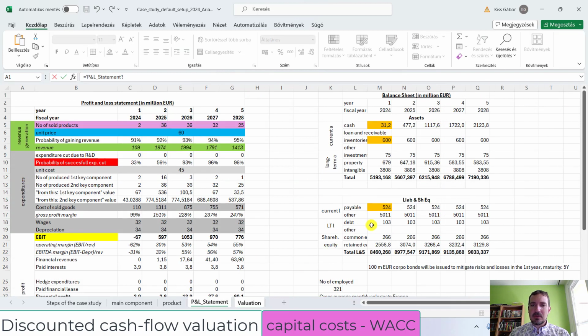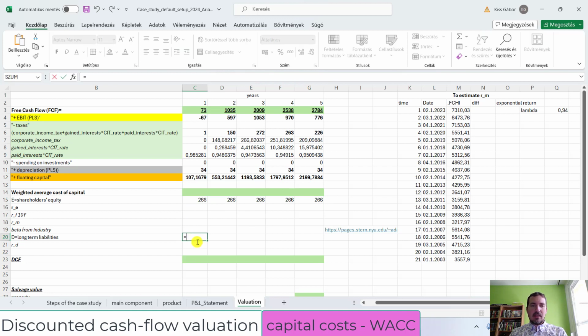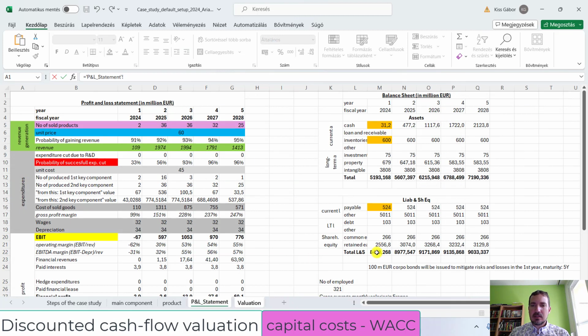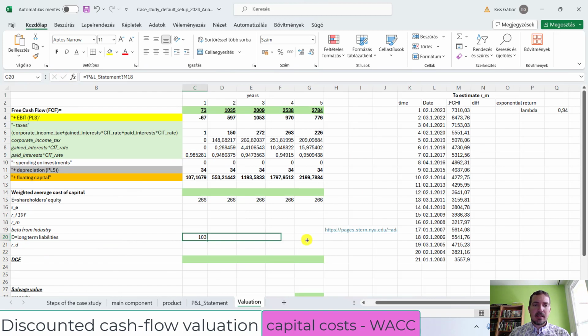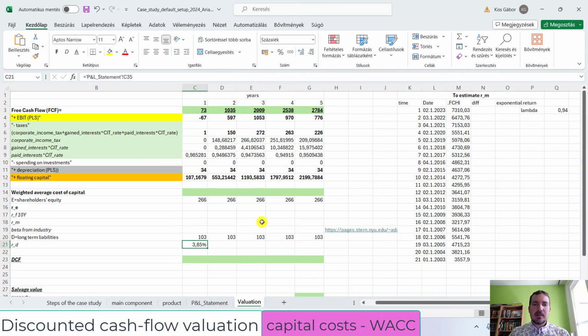Okay, weighted average cost of capital, so shareholders' equity. It's also coming from the balance sheet. And then also we should add the long-term liabilities. So debt. And also the RD, which is interest on debt. And now we can go back here.